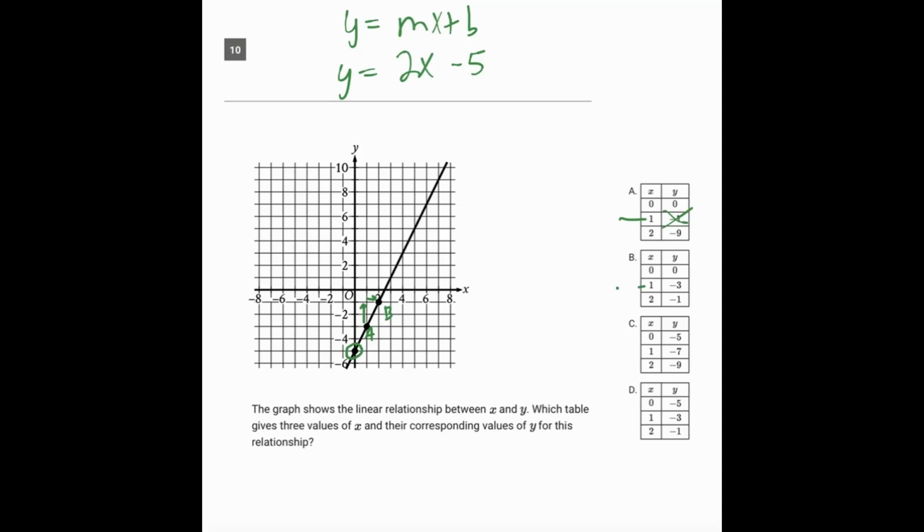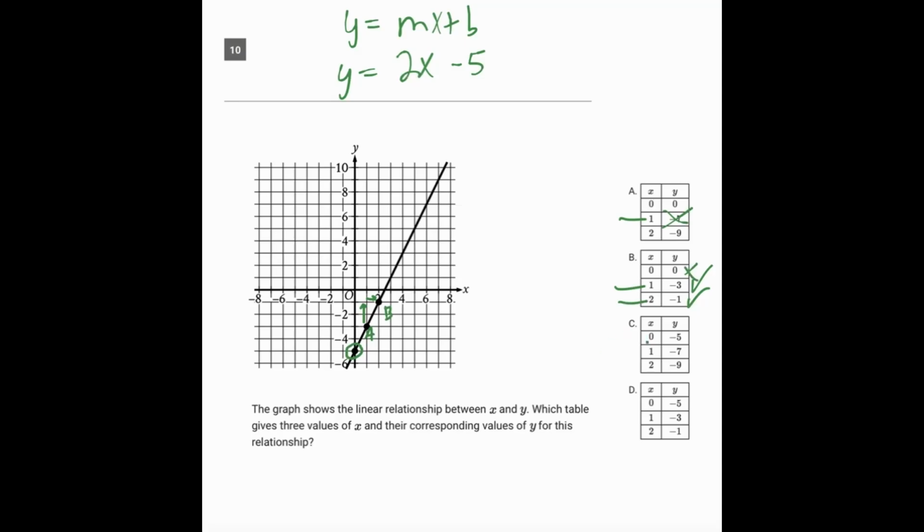Now going to 1 over here. Multiplying by 2, you get 2. Subtracting 5, you get -3. That's good. Here, multiplying by 2, you get 4. Subtracting 5, you get -1. And of course, for 0, you multiply by 0 and you get 0. Take away 5 and you get -5. So this actually didn't work there.